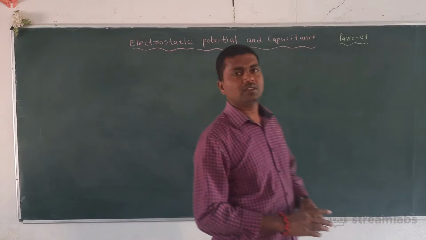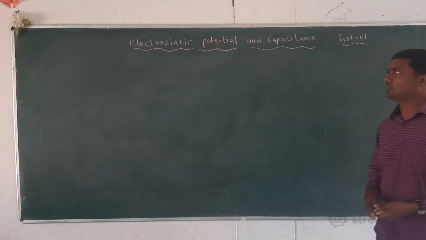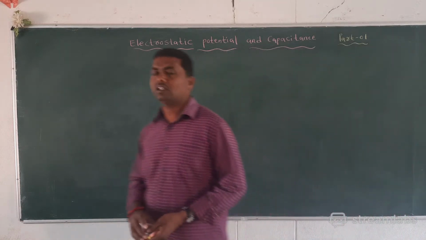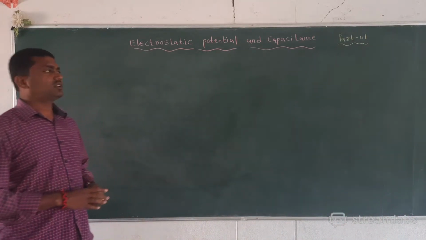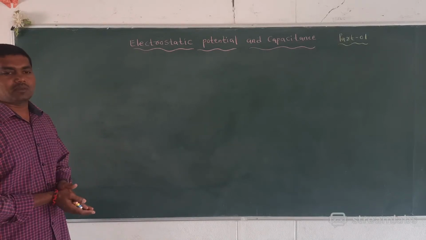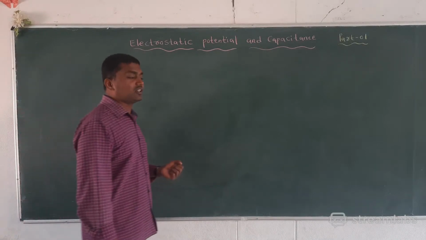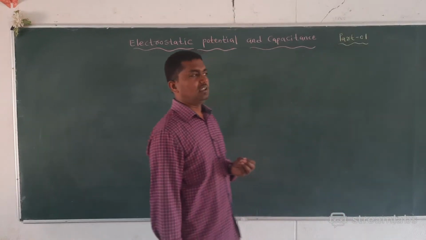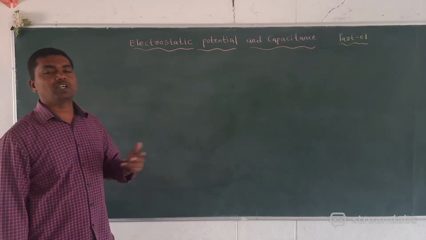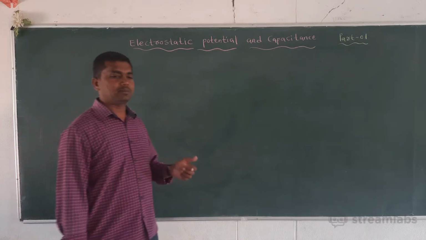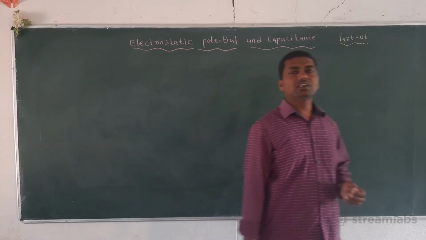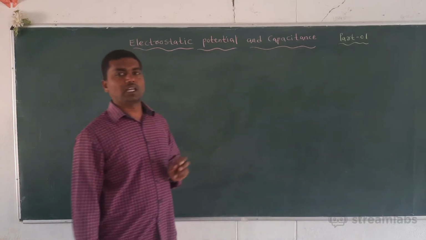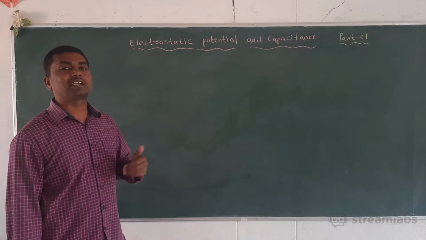Okay, students, good morning. Today we have to learn the chapter of second year physics, electrostatic potential and capacitance. Before going to this topic, in the previous topic, electric charges and fields, we took the electric charge, types of electric charge and properties of the electric charge. Next we learned about electric field lines, electric force lines, and then we discussed the electric dipole.